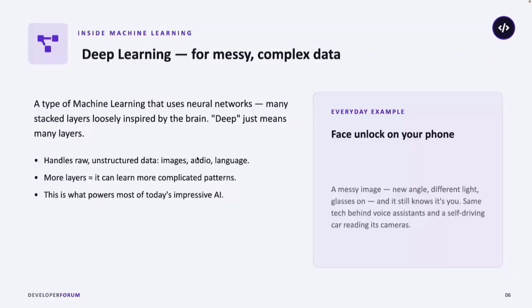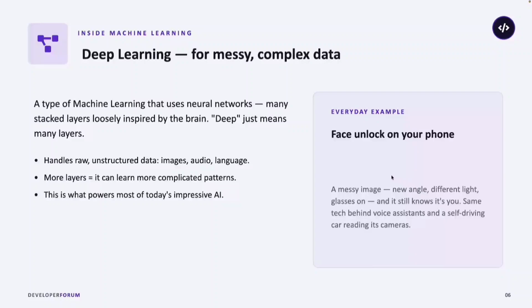For example, take audio processing. There could be noise in the background, which regular machine learning algorithms struggle to remove, or do the noise suppression, but deep learning will do it very beautifully. Think about the face unlock system of your phone. It's taking a messy, complicated image, different lighting, different angles. Maybe you have glasses on today and it's still recognizing it's you. Or a voice assistant understanding what you said even with background noise, right? Or a self-driving car making sense of everything its camera sees. That's deep learning doing the heavy lifting basically.